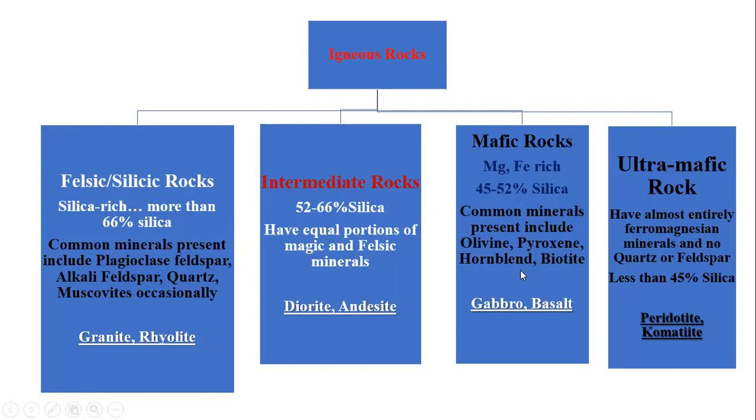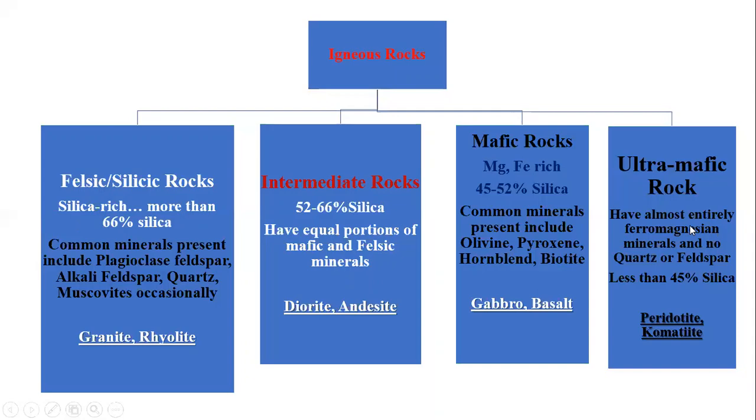Examples of mafic rocks include gabbro and basalt, while the intermediate rocks have chemical composition in between the felsic and mafic rocks. They have 52 to 66% of silica. They have equal portions of mafic and felsic rocks. Intermediate rocks have equal amount of mafic and felsic minerals. The examples of intermediate rocks are diorite and andesite.